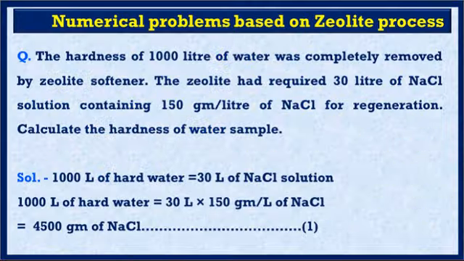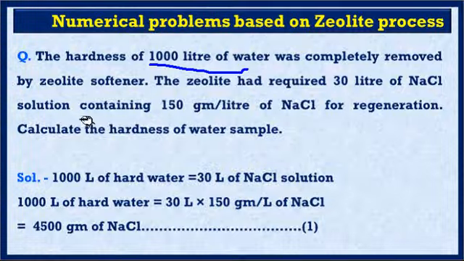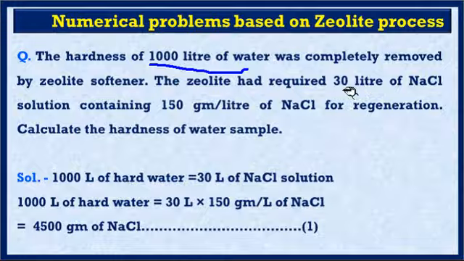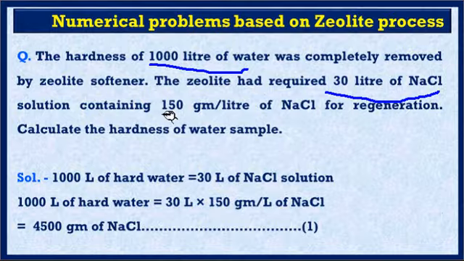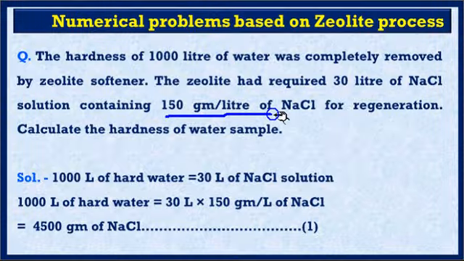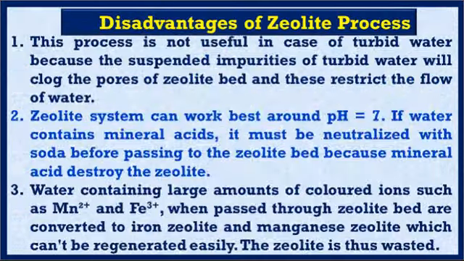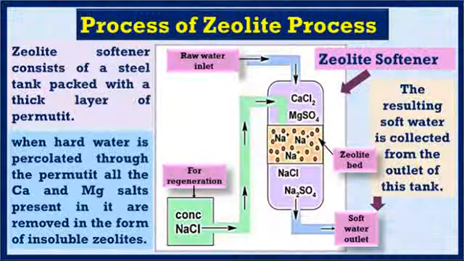Now let us discuss the numerical problem based on the zeolite process. The hardness of 1000 liters of water was completely removed by a zeolite softener. The zeolite bed requires 30 liters of NaCl solution containing 150 grams per liter of NaCl for regeneration. Calculate the hardness of the water sample. So before going into detail in this numerical problem, just revise the basic concept of this zeolite process.